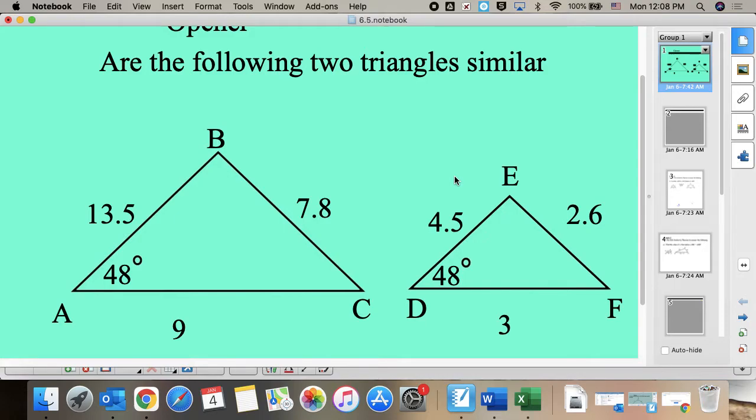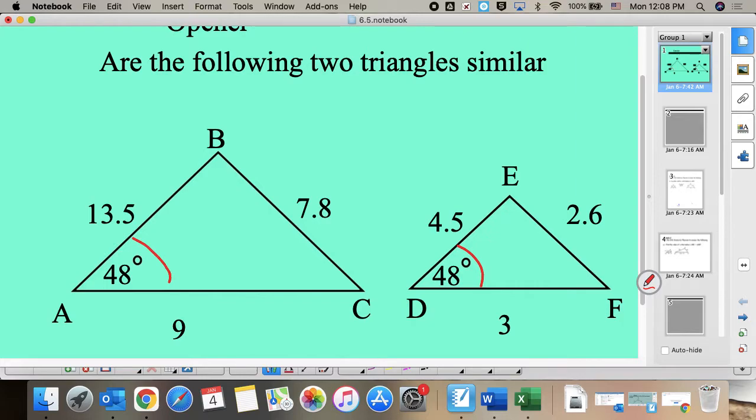All right, let's take a look at your opener to 6.5 today. It says, are the following two triangles similar? So right now when I'm looking at them, I've got the 48 degrees with the 48 degrees, but I don't have a way to tell if there are any other angles that are congruent here. There are no vertical angles, there are no parallel lines, they're not sharing an angle. So instead we have to go and look at the sides, right?